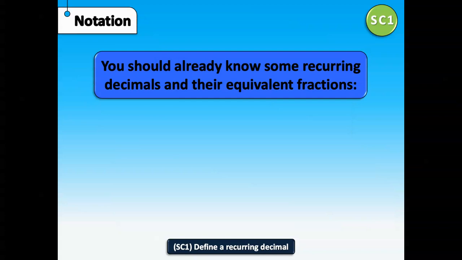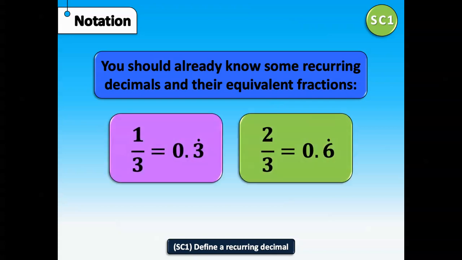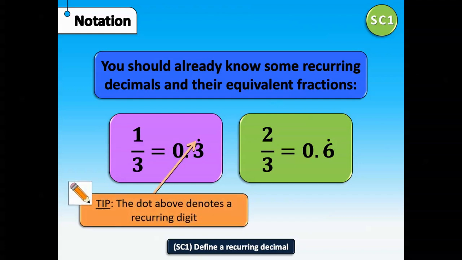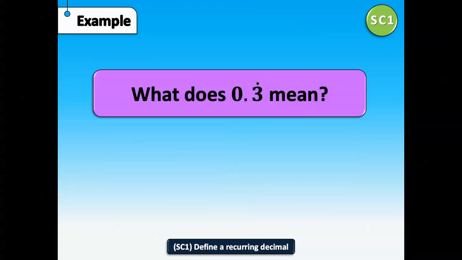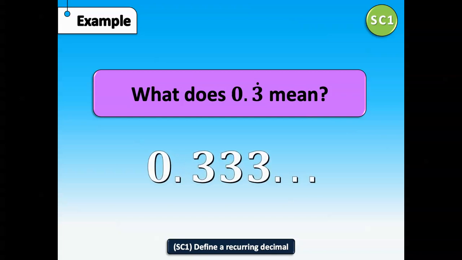You should already know some recurring decimals and their equivalent fractions. So for instance, 1/3 is 0.3 recurring, and 2/3 is 0.6 recurring. The dot above a number shows that that number is recurring. So 0.3 recurring means 0.33333. The 3 goes on forever.